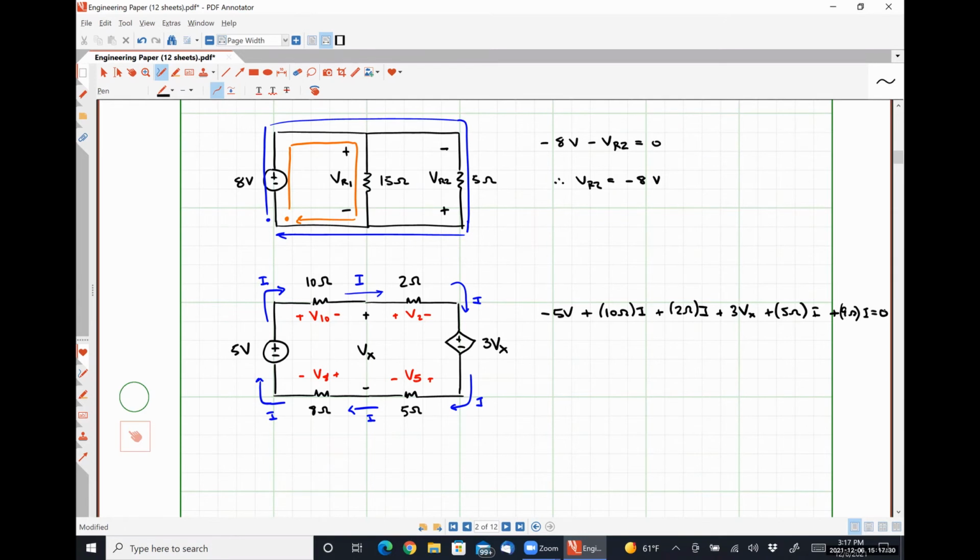The sum is equal to 0 because we completed the loop. And now I can lump all of this together, right? So I can say, let's see, 10 plus 2 is 12. Oh, sorry, that should be an 8, not a 9. I'll write it more clearly. That's my fault. So 10 plus 2 plus 8 plus 5 looks like 25 ohms times I plus 3 times Vx is equal to 5 volts. That's just rewriting that equation, grouping things together and all that kind of good stuff, right?